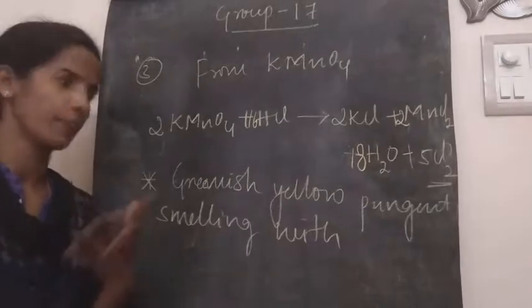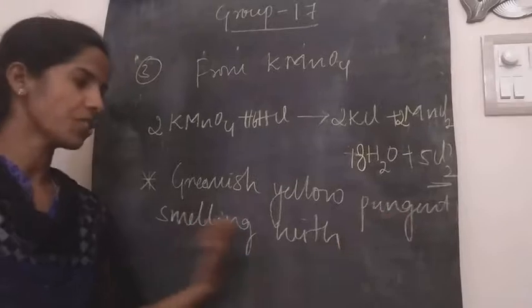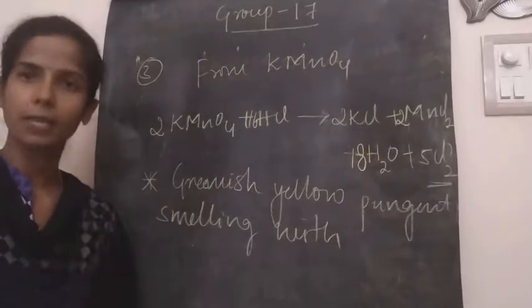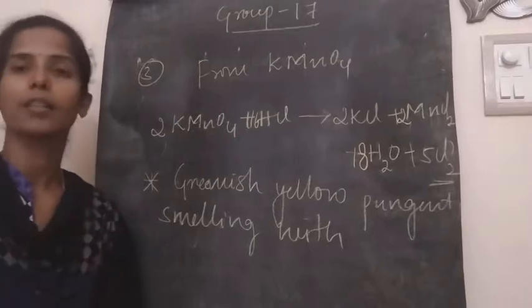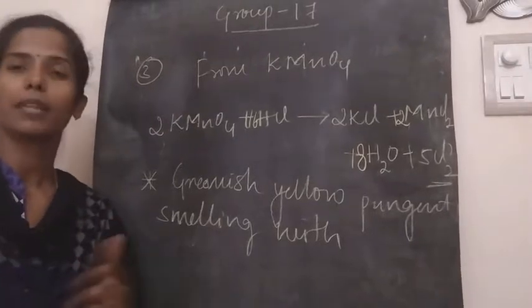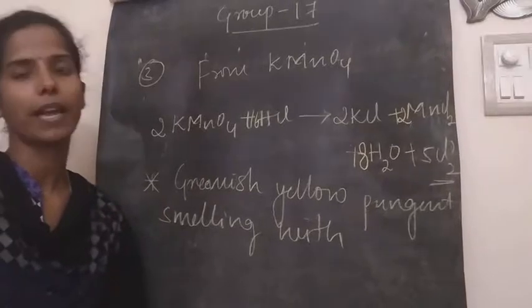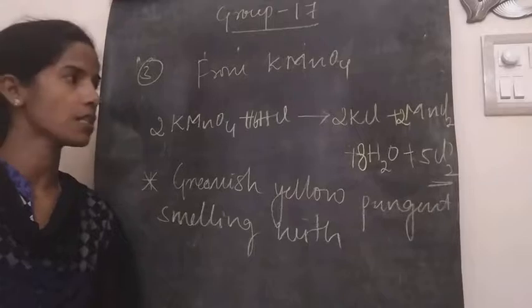If you inhale that smell, it is a greenish yellow pungent smelling gas with a suffocating odor, and it can be easily liquefied, and it is soluble in water. These are the physical properties of chlorine.